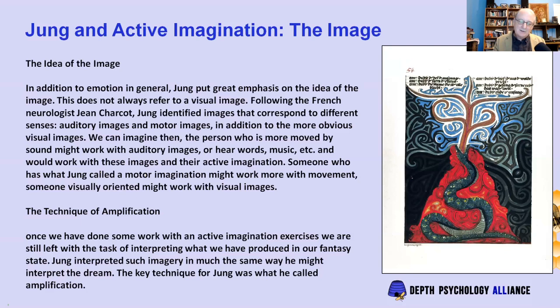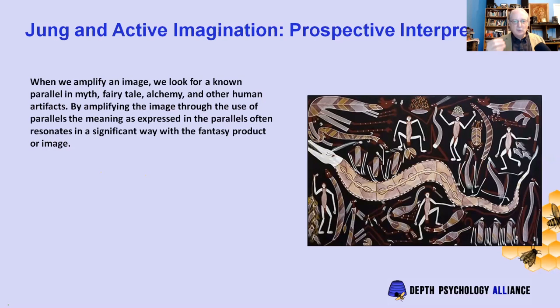The key technique for Jung in interpreting things was what he called amplification. When we amplify an image, we look for a known parallel in myth, fairy tale, alchemy, and other human artifacts. By amplifying the image through the use of parallels, we have, for example, a myth which has a particular, very clear moral or clear stories being told. If we can take the meaning in that story and read our dream or our active imagination material in relation to that, it helps us to tease out some meaning. The more parallels we can find, the more amplification we can do, the better off we are.